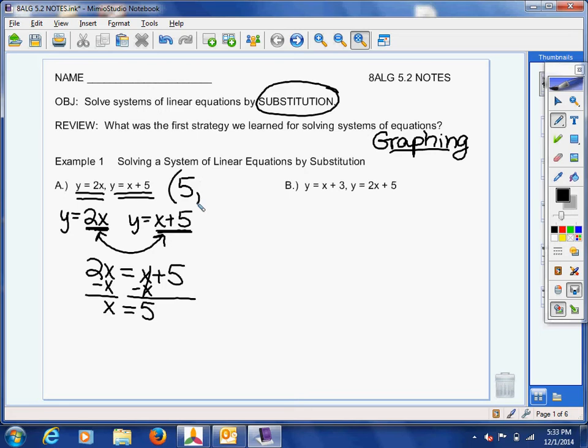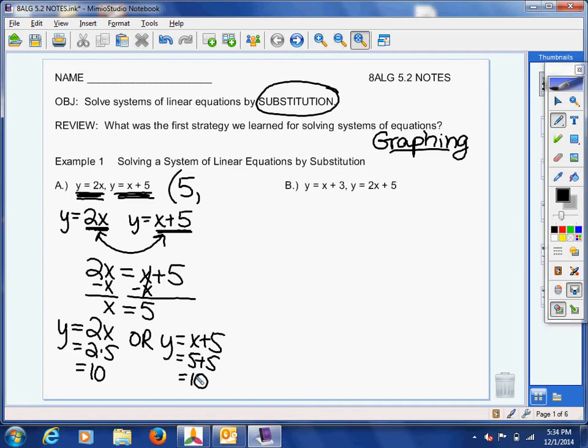We now know that x is equal to 5. So now what we need to do is go back to the original equations, either the y equals 2x or the y equals x plus 5, and we need to substitute our x in and solve for that y. You can do it with either one. If you choose to do y equals 2x, then you would do 2 times 5, which is 10. Or you could do, with the other one, y equals x plus 5, plug our 5 in, and 5 plus 5 is equal to 10 as well.